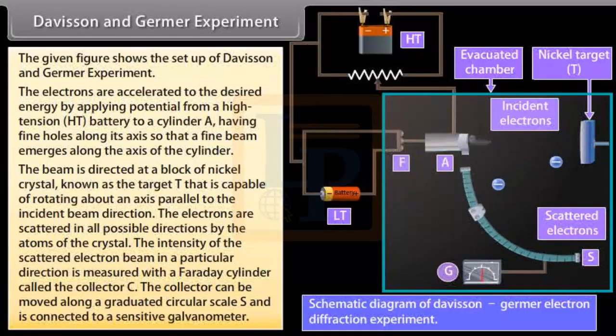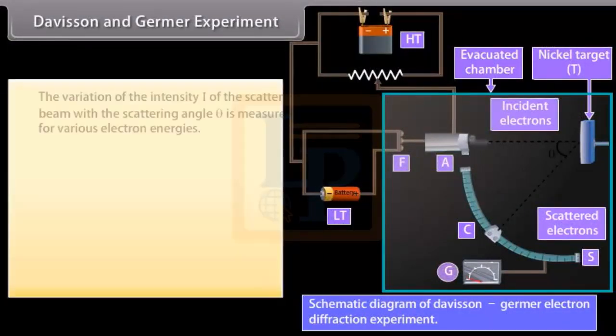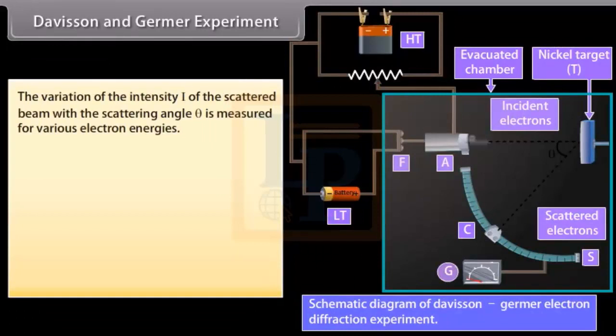The electrons are scattered in all possible directions by the atoms of the crystal. The intensity of the scattered electron beam in a particular direction is measured with a Faraday cylinder called the collector C. The collector can be moved along a graduated circular scale S and is connected to a sensitive galvanometer. The deflection of the galvanometer is proportional to the intensity of scattered electron beam entering the collector. The variation of the intensity I of the scattered beam with the scattering angle theta is measured for various electron energies.